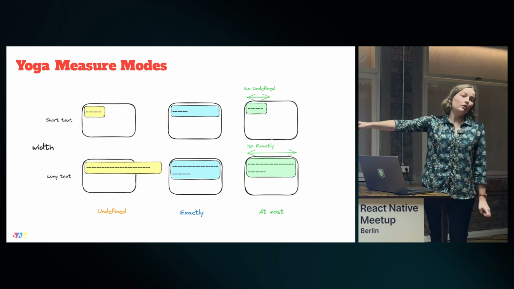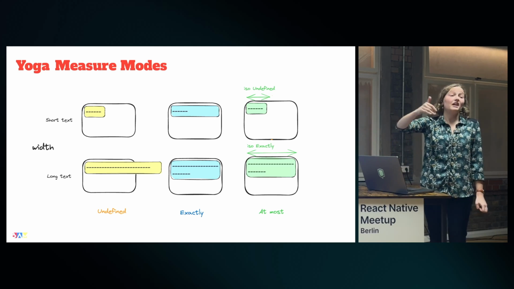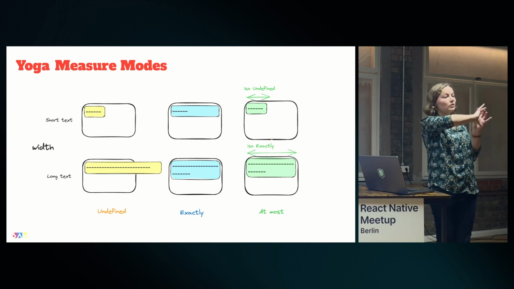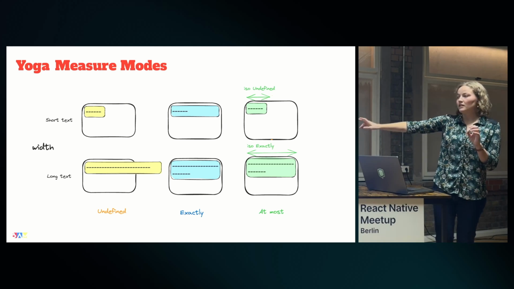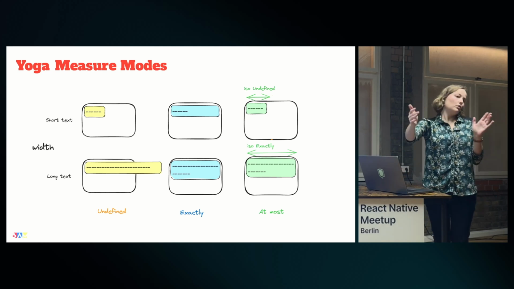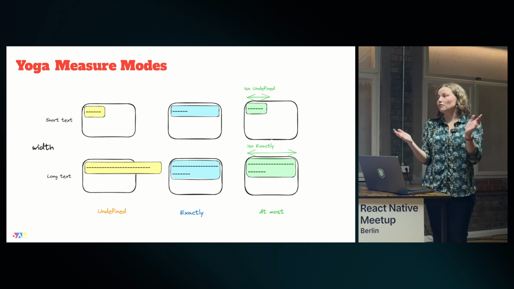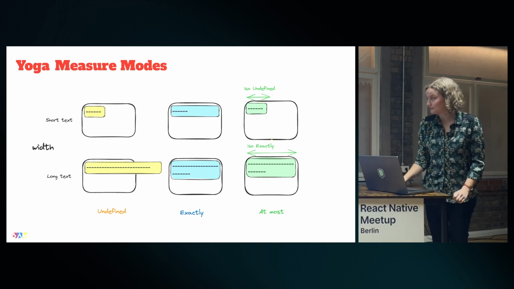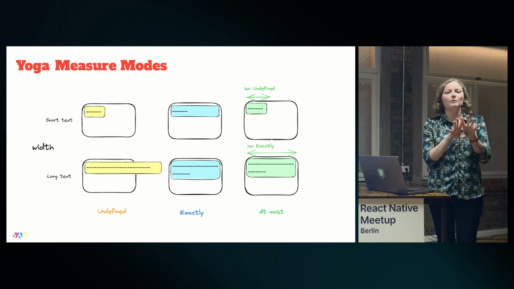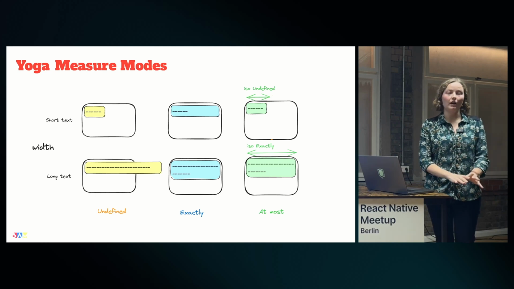In the undefined mode, for example, if you had a text in a horizontal scroll view, you would have only one long line. You stick to the content only. And in the exactly mode, even with a short text, you could stick to the parent, as if you put a flex grow on it, for example. So those are the three constants that are used absolutely everywhere in the Yoga algorithm.